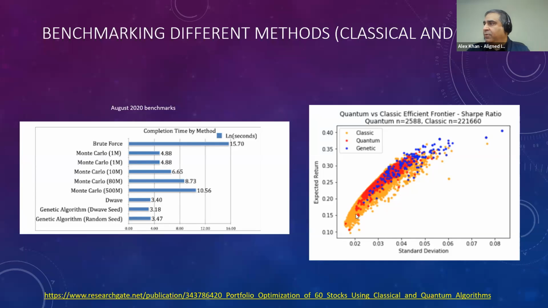And this is the plot of the efficient frontier, where you've got the standard deviation on the x-axis and the expected return on the y-axis. The classical results are the yellow ones. Quantum, so using D-Wave, we were able to extract by sampling the red values over here, and then the blue values are the ones from the genetic algorithm. So very good results, very comparative, and we could do 60 assets. We did go up to 100 assets as well, so you can optimize 100 assets.